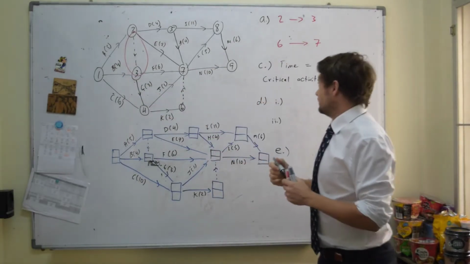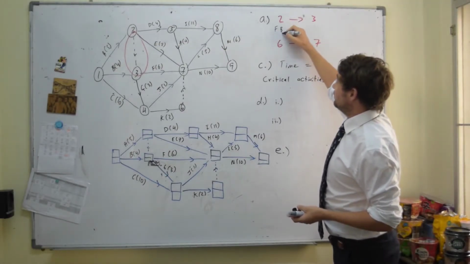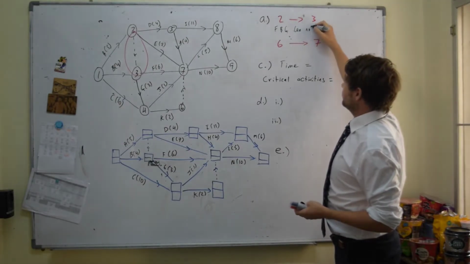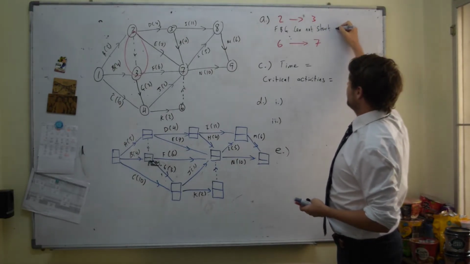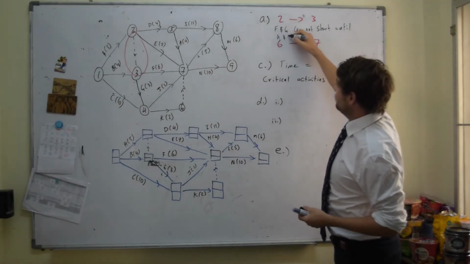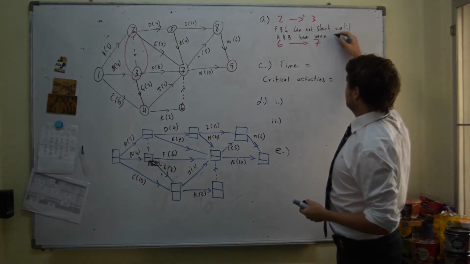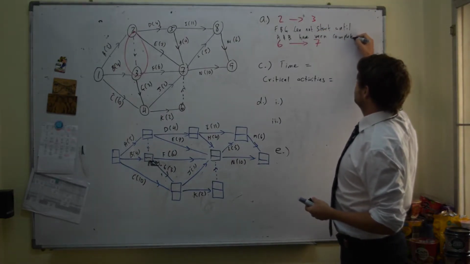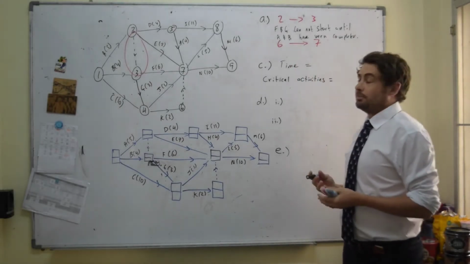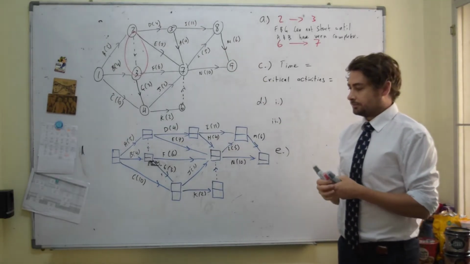So what we say here is, from 2 to 3, F and G cannot start until A and B have been completed. Okay, so F and G cannot start until A and B have been completed, hence we need this dummy activity.